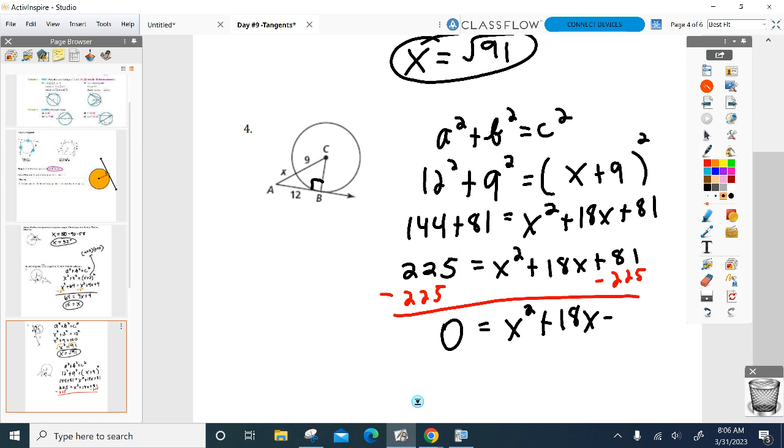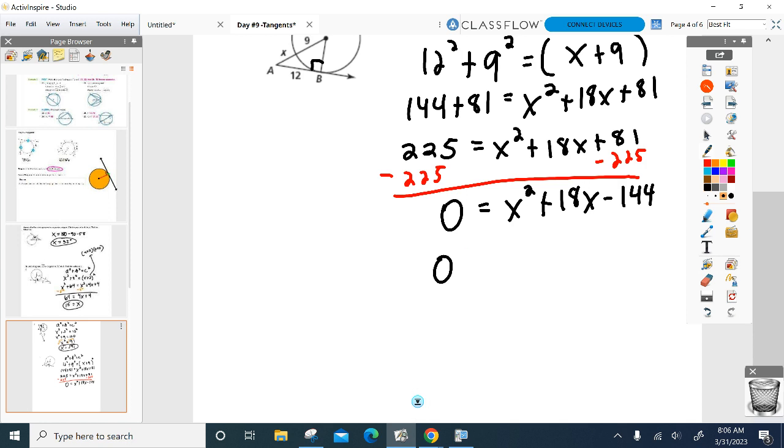Somebody a little help there. What do I get there? Negative 144. I should have known that. All right, I don't feel sympathy for you here. You're in an above average math class. I don't feel any sympathy.